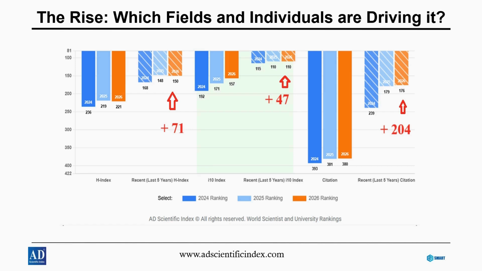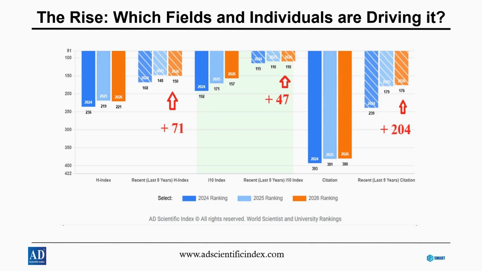Your institution is finally rising, but the big question is, what exactly is driving this upward trend? The data shows clear gains: stronger H-index performance, improved momentum in the last 5 years, and a major leap in citation impact, over 200 places gained. But without understanding which fields and which individuals are responsible, it's impossible to sustain or accelerate this rise. This is where the Smart Institutional Excellence System becomes indispensable.